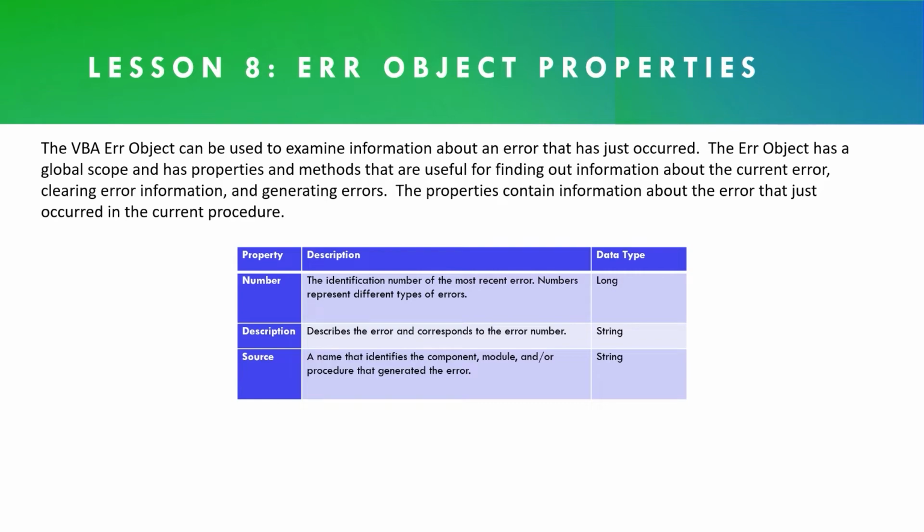The number property is the identification number of the most recent error. Numbers represent different types of errors. We saw we had a certain runtime error with a number. And the property's data type is long. The description property describes the error and corresponds to the error number. It and the source are string data types. And the source is a name that identifies the component, module, and/or procedure that generated the error.